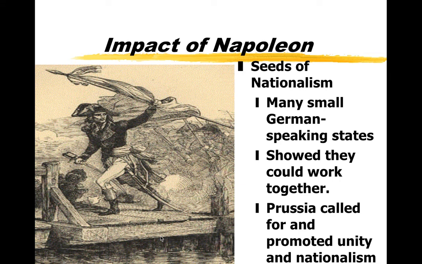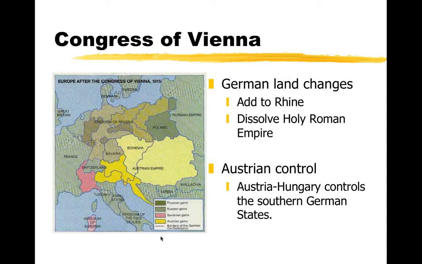Prussia, who was the largest German-speaking state at that time, decided that they wanted to promote unity and nationalism. And so they tried to bring all those small German-speaking states together and eventually unify them into what we know as Germany today. And so after the fall of Napoleon, the second fall anyway, they have the Congress of Vienna.